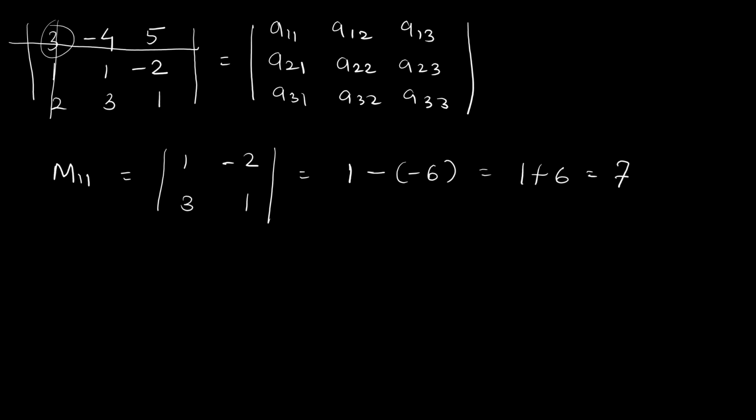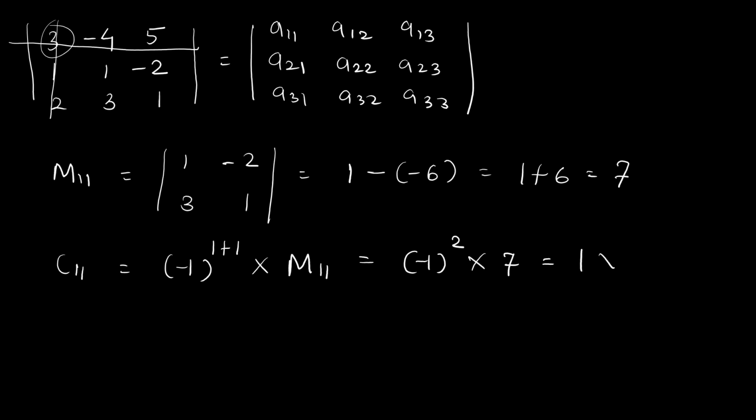Now immediately you can find C11. The formula is minus 1 raised to i plus j into Mij. Here i is 1, j is 1, and Mij means M11. So minus 1 raised to 2, that is minus 1 squared, into 7. So 1 into 7, your value for the first element's cofactor is also 7. Similarly, you can find it for all other elements.